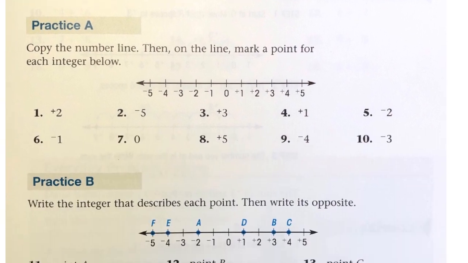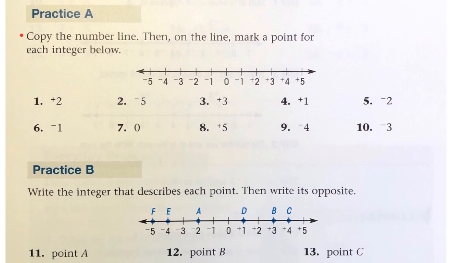And we've got some practice. Practice A. Copy the number line, then mark a point for each integer below. All right, so let's give these some colors. We can do this gray one for a positive 2. So here's positive 2. We can do red for a negative 5. There's negative 5.